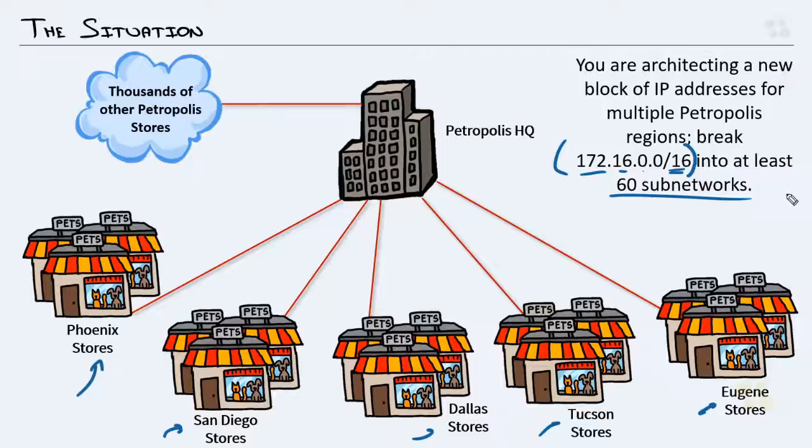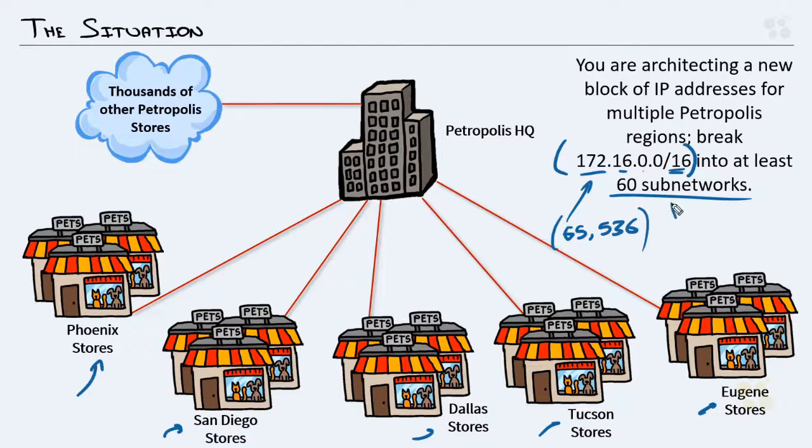What do I mean by that? When you look at this, it's a Class B network. Do you remember how many hosts you get in one Class B network? 65,536 IP addresses in every Class B network. Way too big for that.